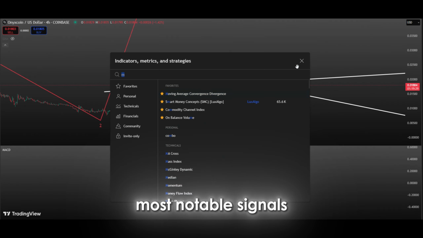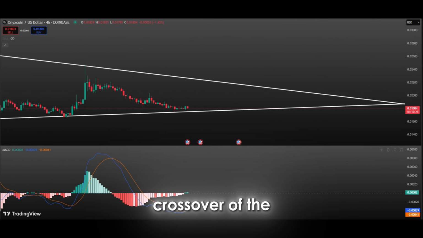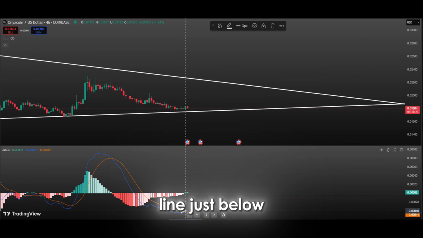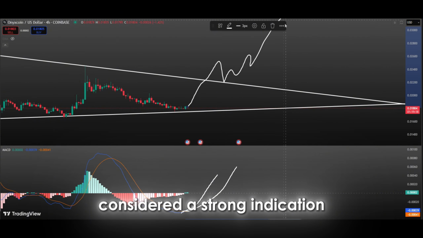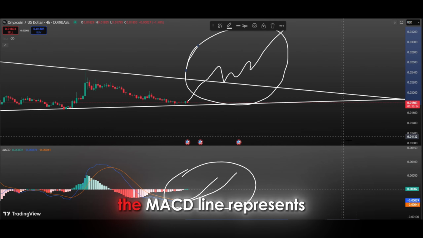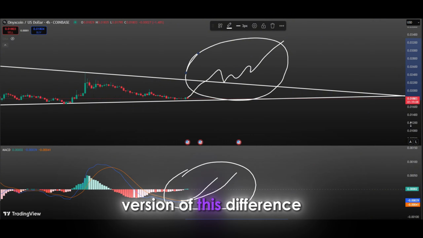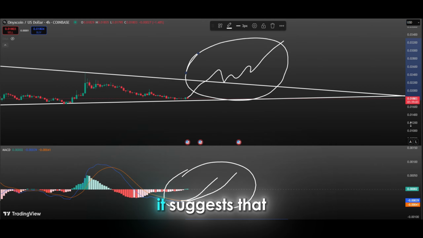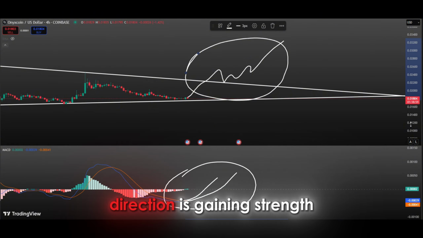One of the most notable signals currently visible on the chart in the MACD indicator is the upward crossover of the MACD line and the signal line just below the zero level. This type of crossover is typically considered a strong indication of the end of a downtrend and the beginning of a new upward wave. The MACD line represents the difference between the short-term and long-term moving averages, while the signal line is a smoothed version of this difference. Therefore, when the MACD crosses above the signal line, it suggests that short-term momentum is increasing and that a potential shift in market direction is gaining strength.